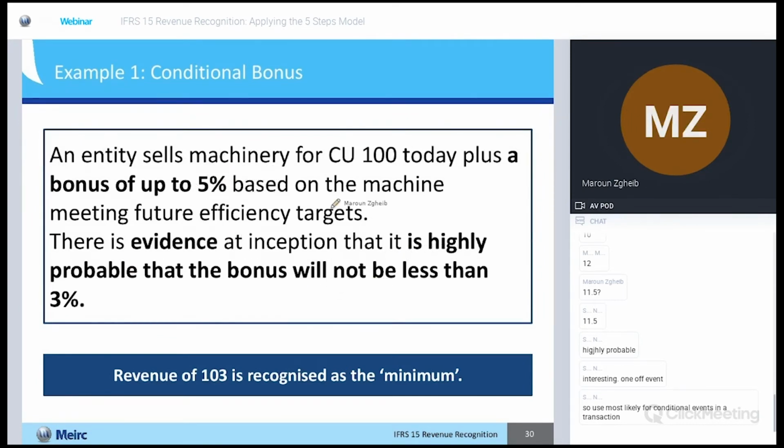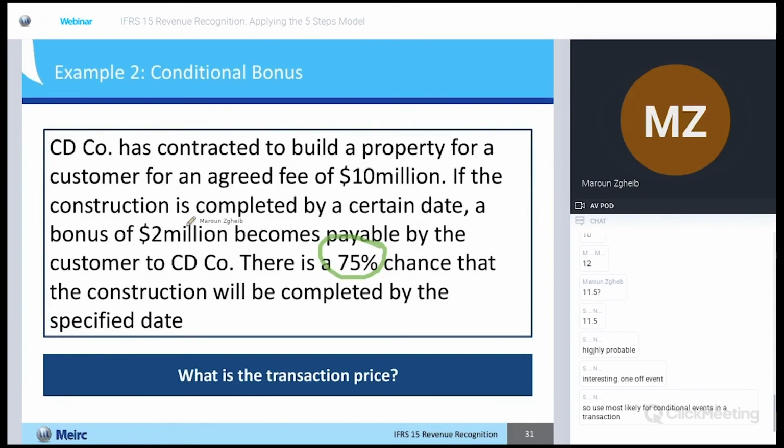In this example, it is up to 5%. Since it is up to 5%, this means that the customer can pay you a bonus of 1, 2, 3, 4, or 5. And since it cannot be less than 3%, then 3% is the right amount. In this example, the customer will pay you 2 million if you achieve the date. If you did not achieve a date, there is 0.